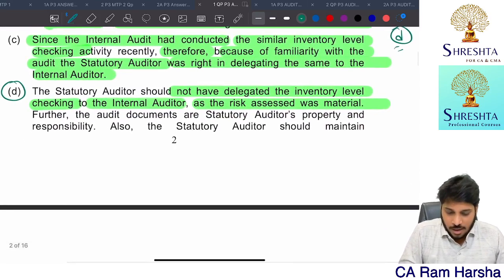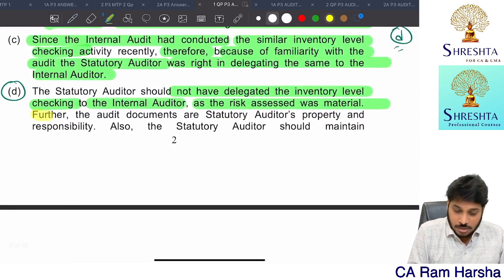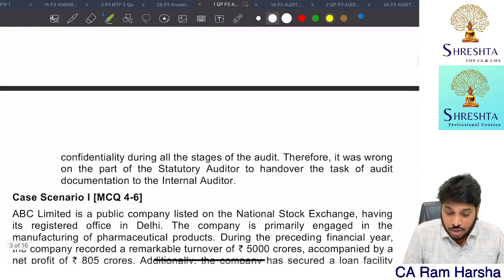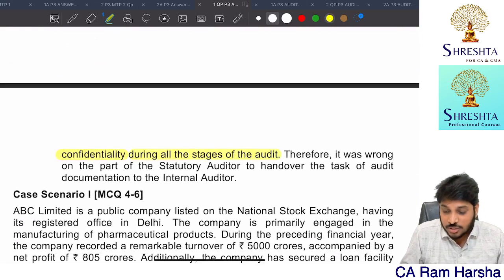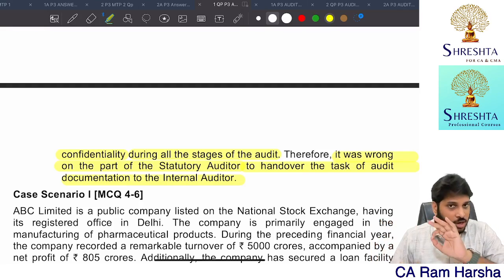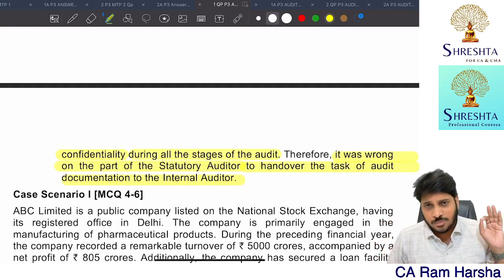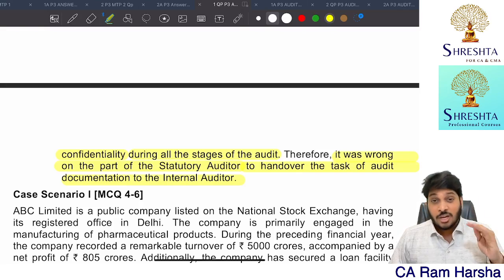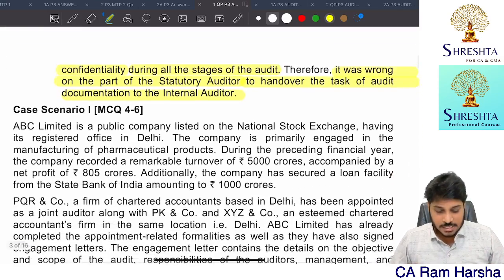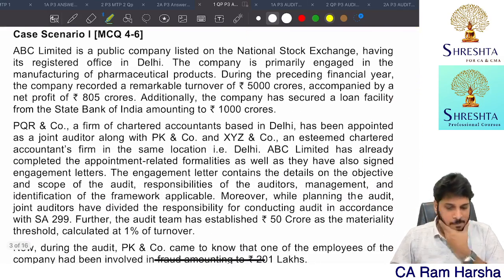And further, documentation is the property and responsibility of the statutory auditor. So he should maintain confidentiality during all stages of audit. Therefore, it was wrong on the part of the statutory auditor to hand over the documentation arrangement work to the internal auditor. It's not correct at all. Documentation is completely your responsibility. Getting it? It's your own property. You should maintain confidentiality. You should not disclose to others. All that. Next, case scenarios.